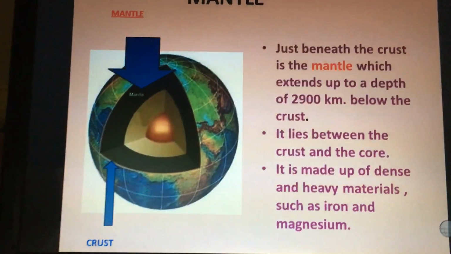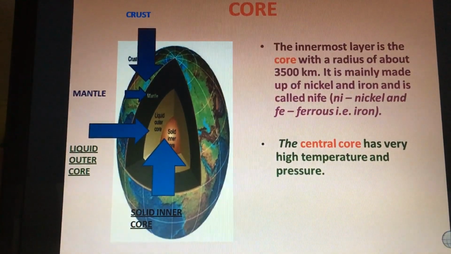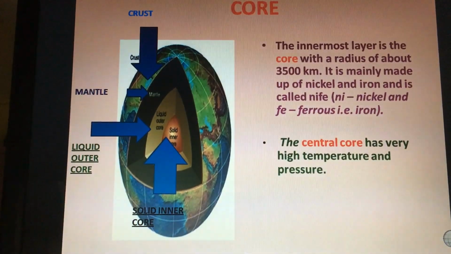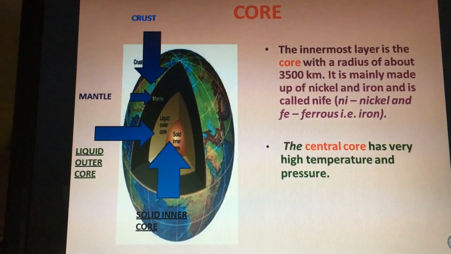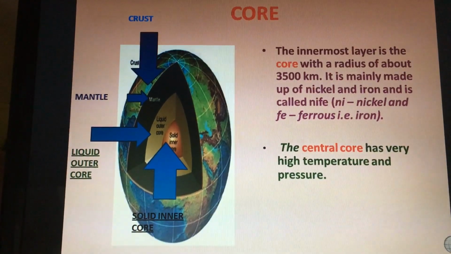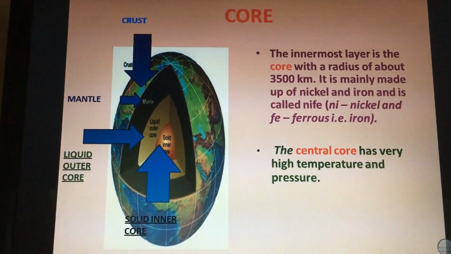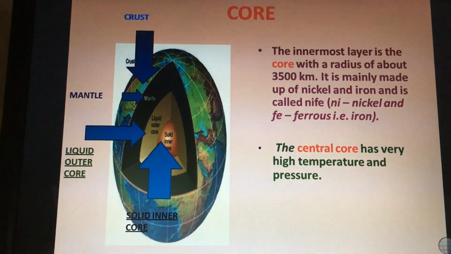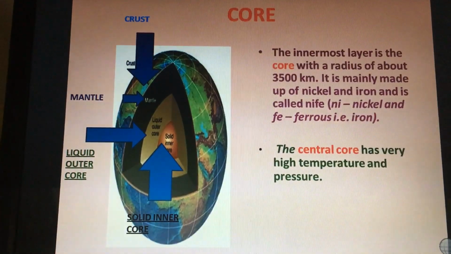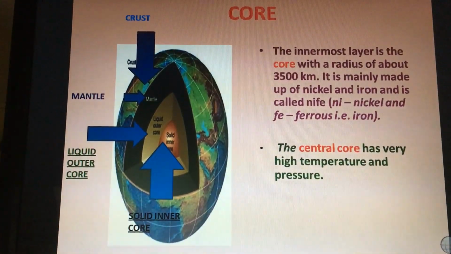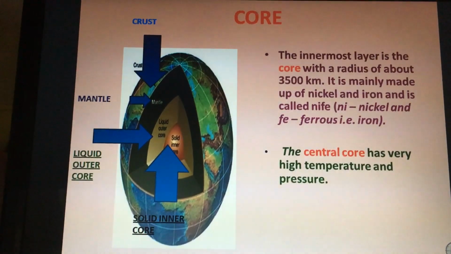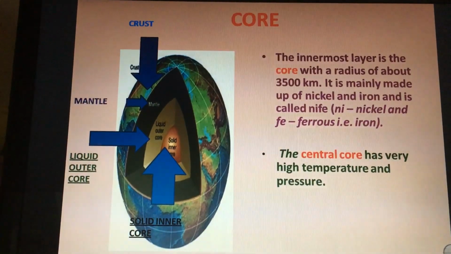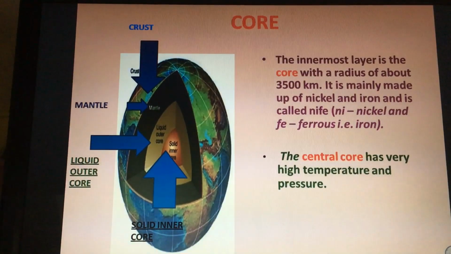Moving up, next is the core. The core lies below the mantle and around the center of the earth. It is also called barysphere. The innermost layer is the core, with a radius of about 3500 km. It is mainly made up of nickel and iron and is called NIFE. Ni means nickel and Fe means ferrous, that is iron. The central core has very high temperature and pressure.